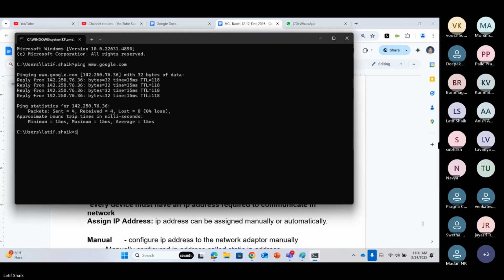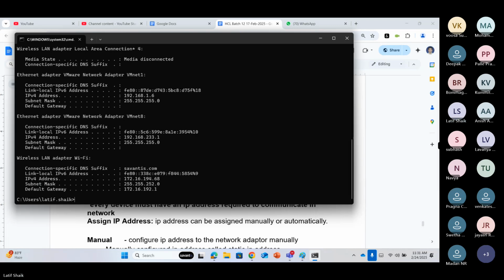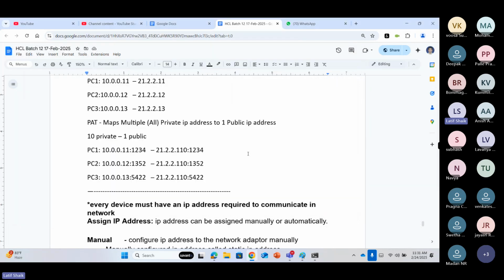Look here, ipconfig. This is my private IP, 172.16. It's a private IP, within the private network. From public, from your system, you can't access my system with my private IP. But still I am able to access the public internet. I connected to public, and you are also connected to public, so we are communicating with each other. How is it possible? Because of the PAT technique, port address translation.